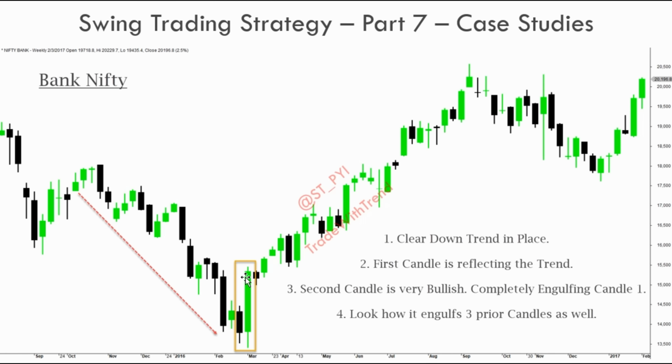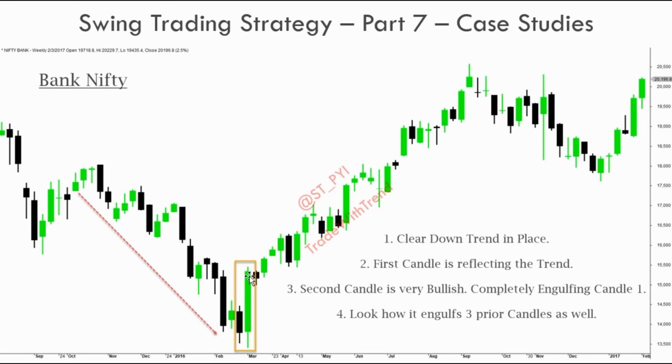Now, the criteria that I had said, number one, the prior trend in place, it was clearly there. First candle was reflecting the ongoing trend. The second candle was very bullish and it completely engulfs the first candle. Look at one thing in this particular case. This particular candle has actually engulfed this one, this candle, then this one, and this one. So the last 3 candles have been engulfed by this particular bullish candle.